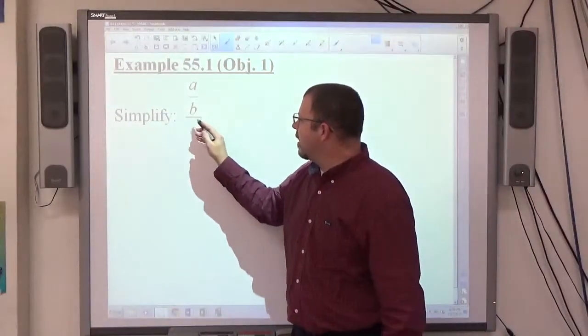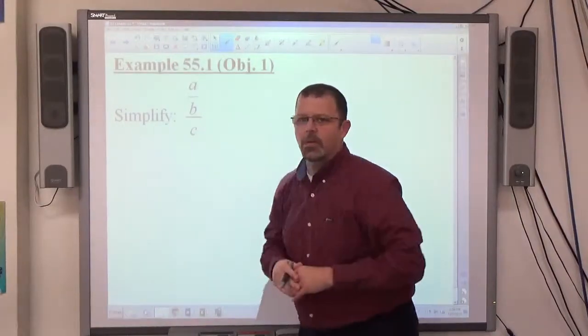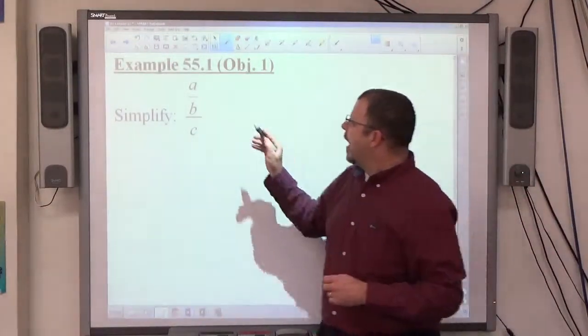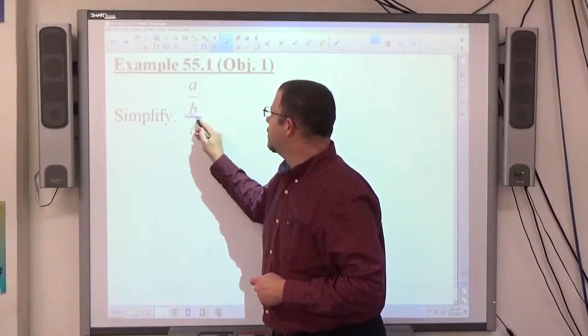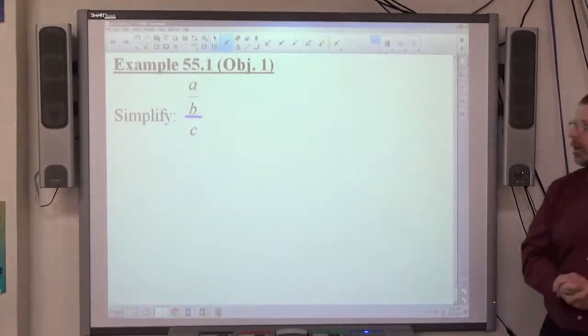So when you identify the main fraction bar, it should be a little bit bolder and maybe a little bit longer than the other one, but not much. All right? And what I want you to do is identify that main fraction bar first and really make an effort to make it look bigger than the other ones.